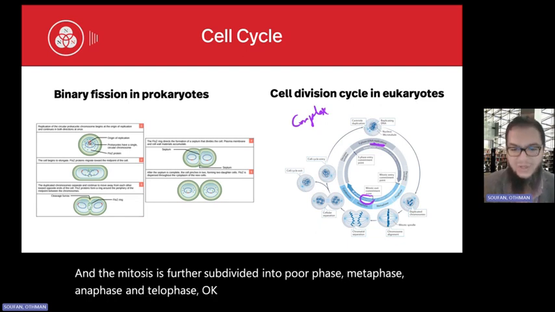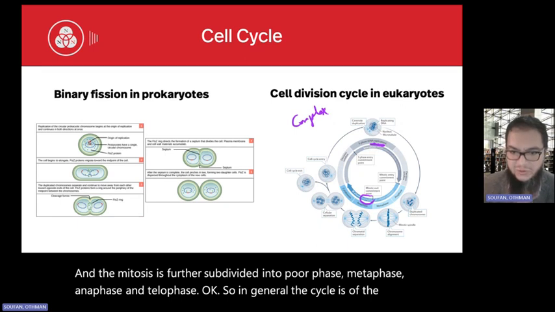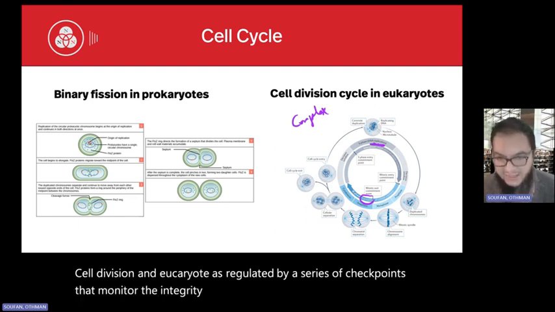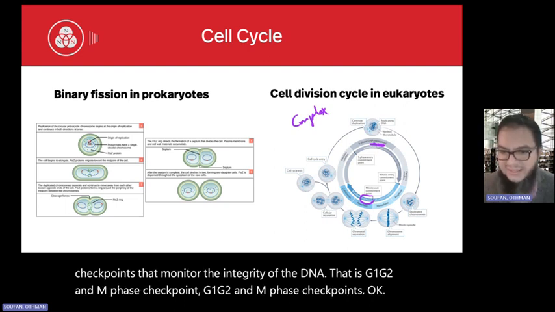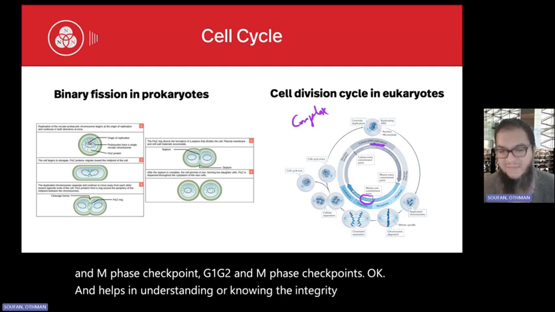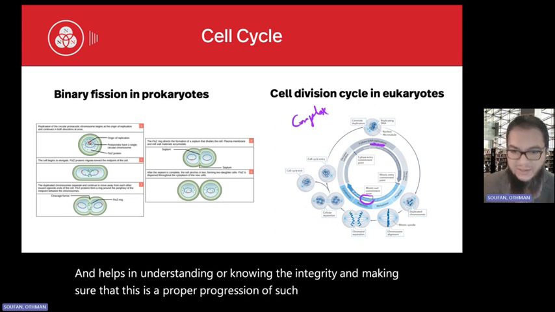In general, the cell division cycle in eukaryotes is regulated by a series of checkpoints that monitor the integrity of the DNA. That is the G1, G2, and M phase checkpoints. They help in making sure there is a proper progression of events like DNA replication.